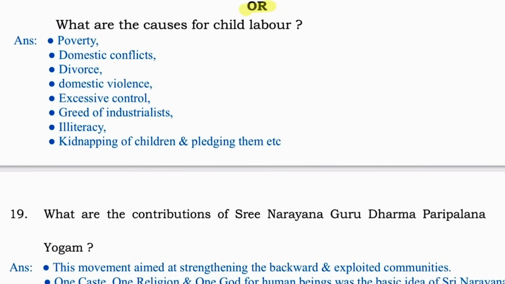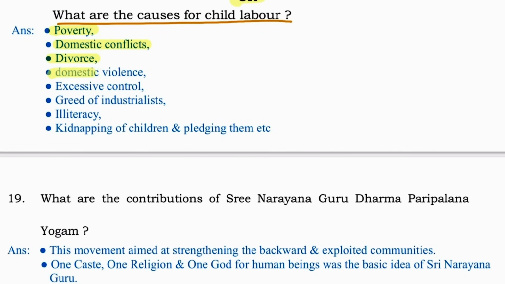Or, what are the causes of child labor? The main causes are poverty, domestic conflicts, divorce, domestic violence, excessive control, greed of industrialists, illiteracy, kidnapping of children and pledging them to these works.